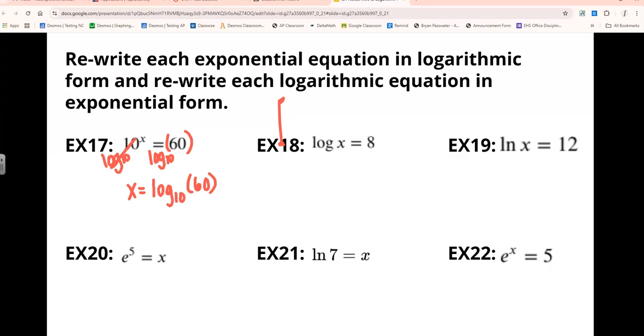However, there's also a good chance that they're not going to write it this way. Because do I have to write the 10 in this case? This could also just be written this way: log 60, with or without the parentheses.